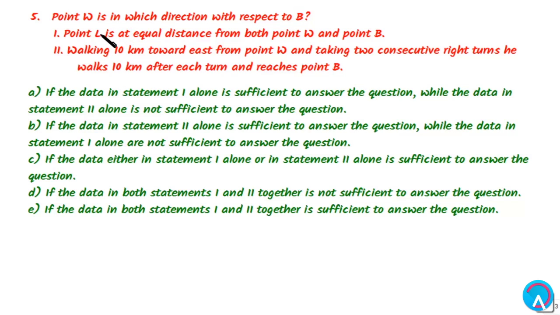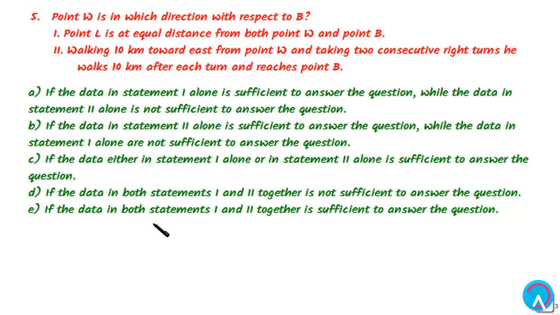Let's do question number 5. Point W is in which direction with respect to B? The first statement given is point L is at equal distance from both point W and point B. And second, it is given walking 10 kilometers towards east from point W and taking 2 consecutive right turns, he walks 10 kilometers after each turn and reaches point B.